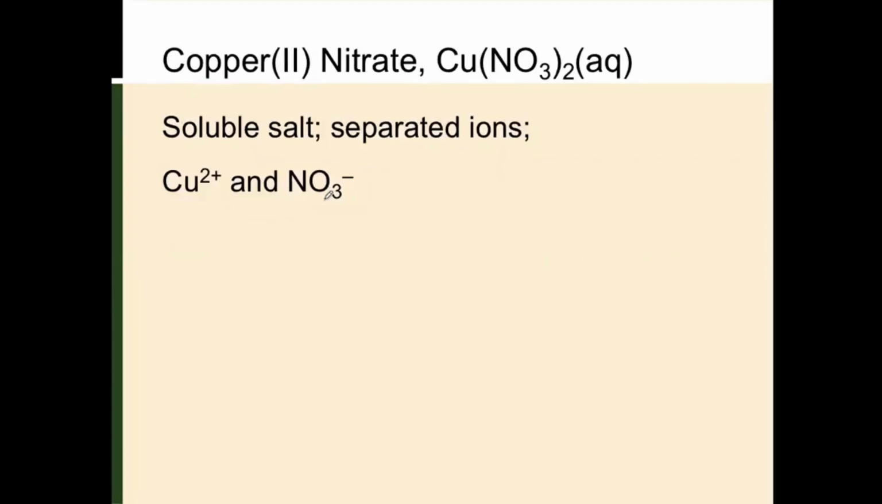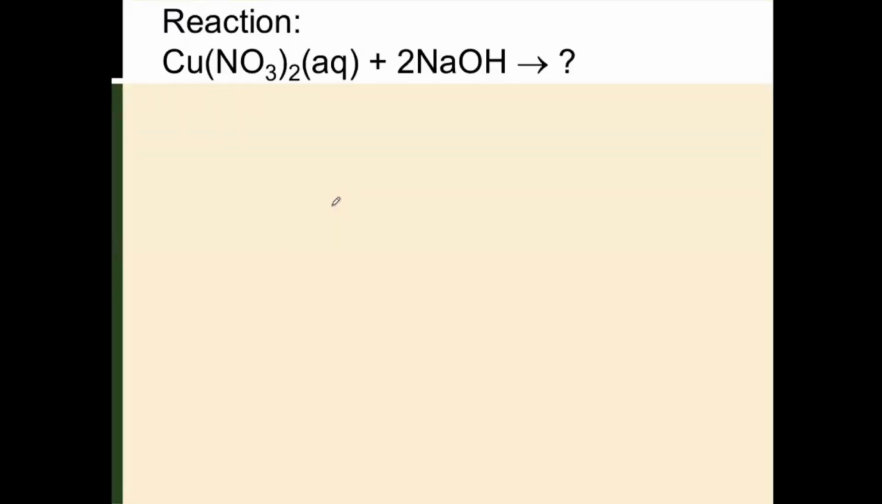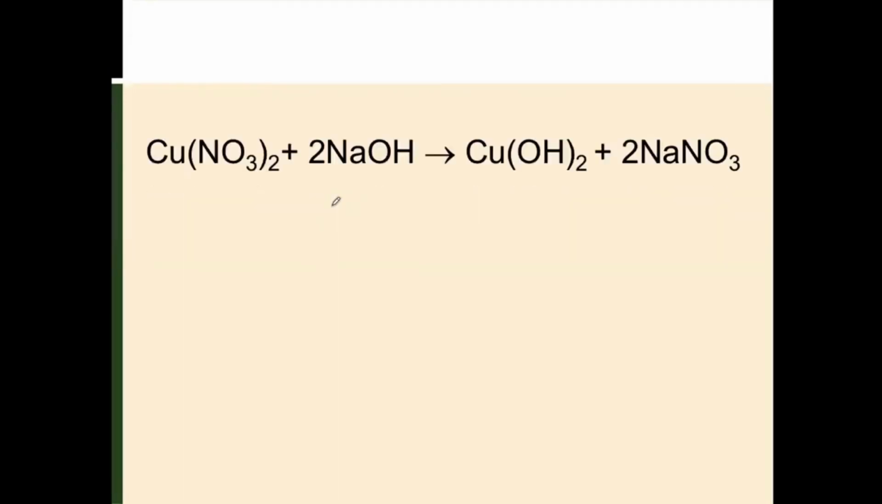Copper nitrate is a soluble salt. That means that it is separated into its ions, so copper 2 plus and nitrate, both of which dissolve well in water, and we end up with copper 2 plus aqueous and nitrate aqueous. So what will happen in the reaction of copper nitrate and sodium hydroxide? Well, we need to consult our solubility tables. So here we have the reaction of our calcium nitrate and our sodium hydroxide, giving calcium hydroxide and sodium nitrate.